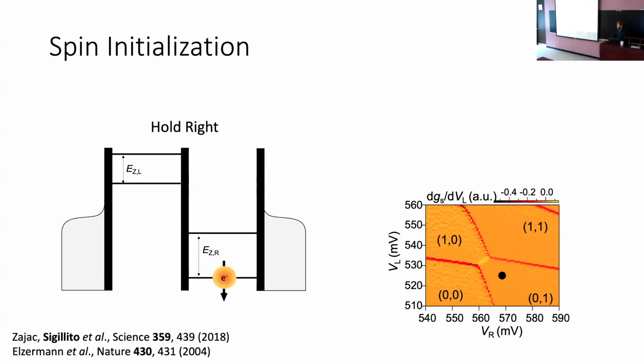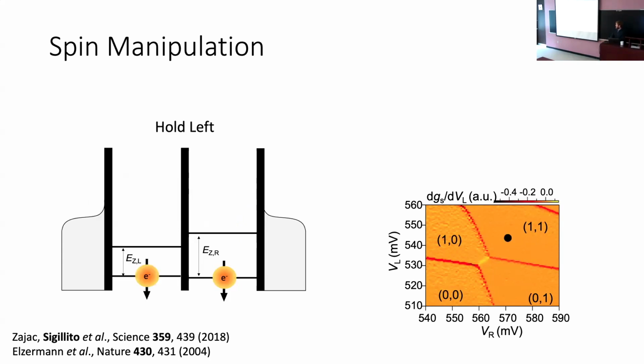So then I can plunge down deep and go to the 0,1 1,1 charge transition on the other side of the device and allow a second spin down electron to tunnel in. At this point, I've selectively initialized myself into the down state. So I know the initial state of my processor. We're then going to do some manipulation.